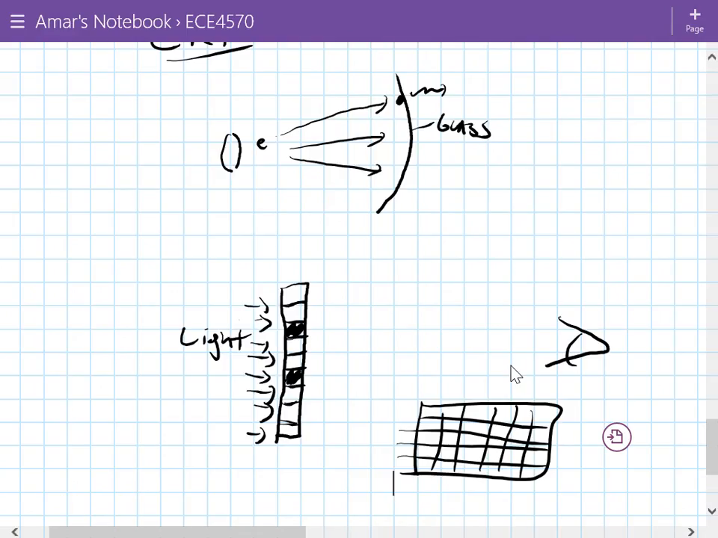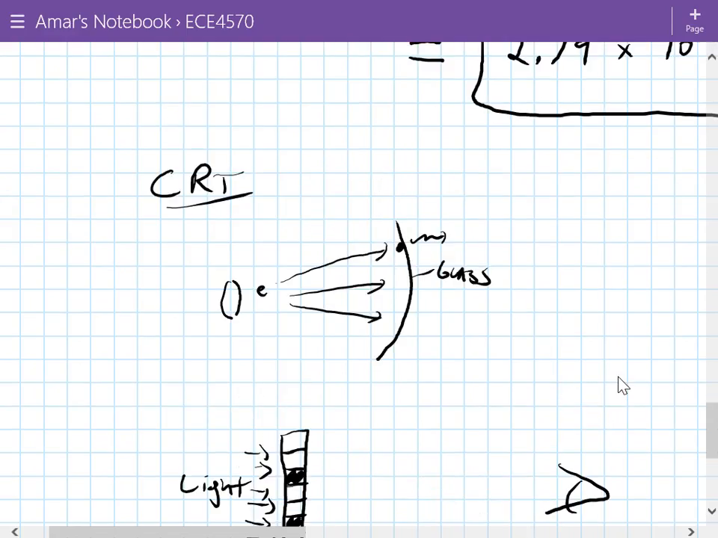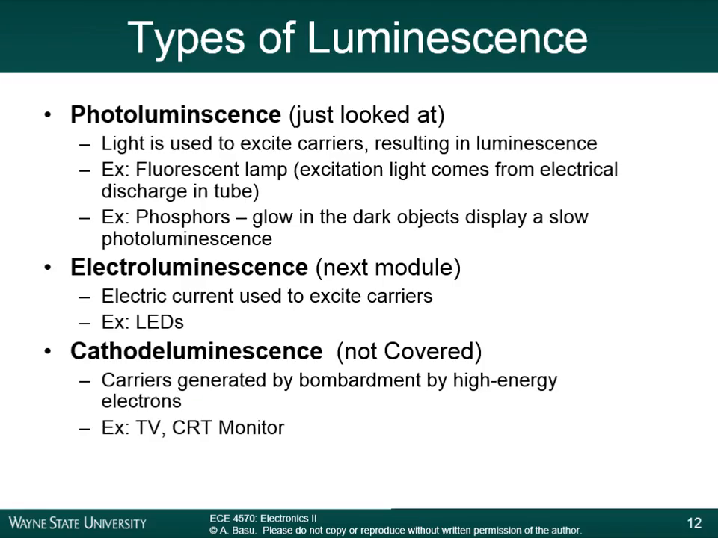The old type of CRT displays had more to do with phosphor coatings that gave off light when the electrons hit them. So that's cathode luminescence, which we're not really talking too much about in this chapter. So these concepts, just know them from a conceptual standpoint. We're not going to be talking much more about them here. Most of the emphasis here is on photoluminescence.